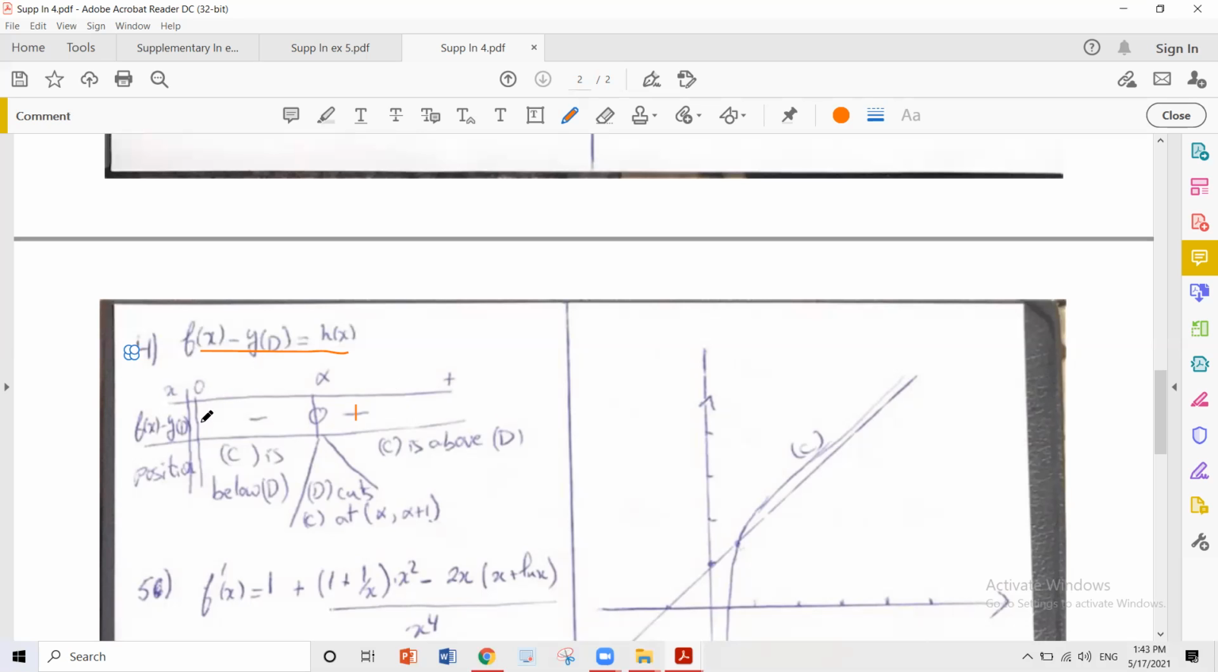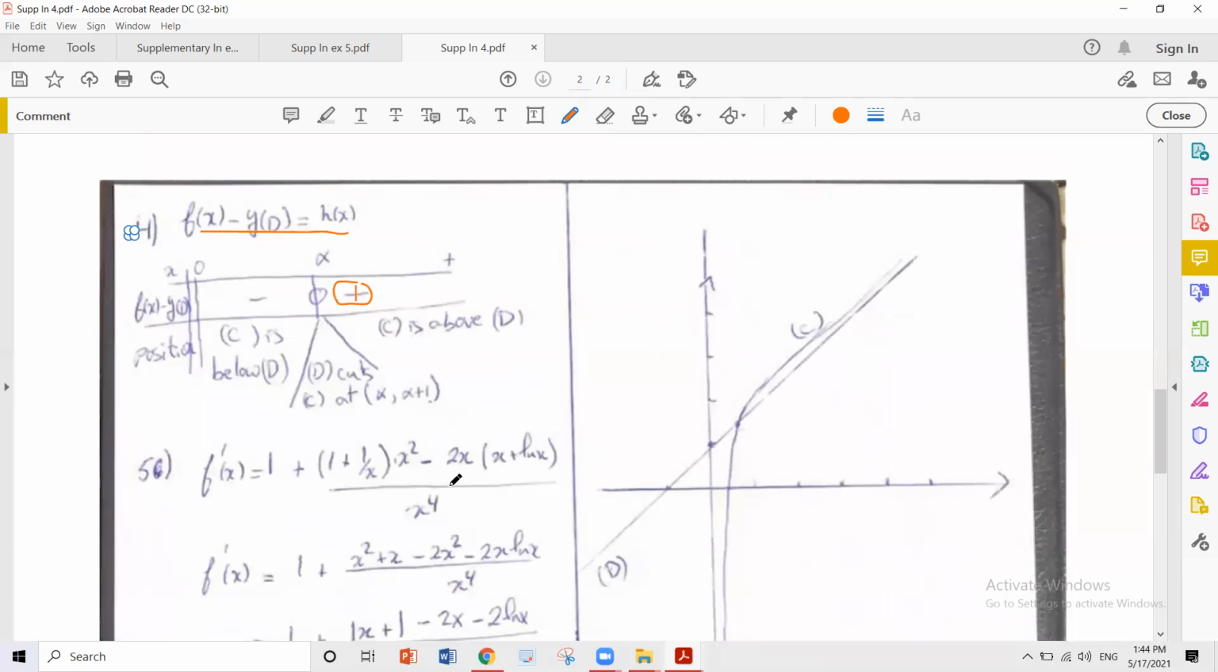So to study the position between a curve and a line, we make a sign table. We know it is 0 at alpha. Before alpha it is negative, after alpha it is positive. Negative, we say C is below D. Positive, C is above D. 0, D cuts C at alpha. To find the ordinate, it is easier to replace the value of alpha in the equation of the line. We get alpha plus 1.